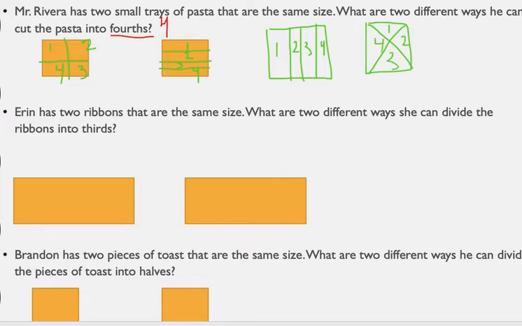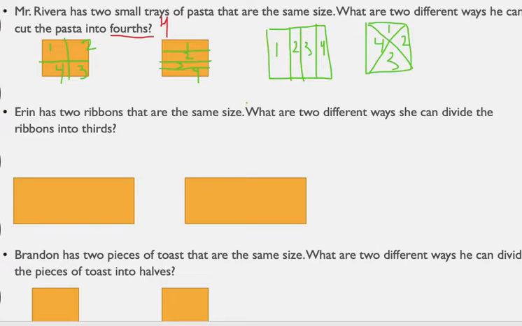So it's not just that there's only 2 ways and that's it. There could be more ways. It's not that they all have to be up and down and side to side, or they all have to be drawn in this way or in this way. Either of these would work. Okay, let's go to our next one.